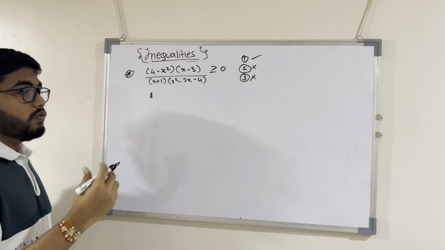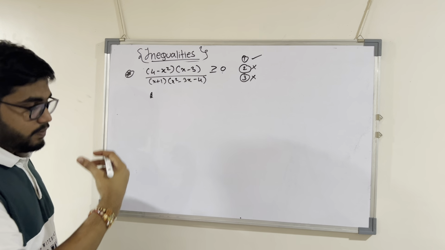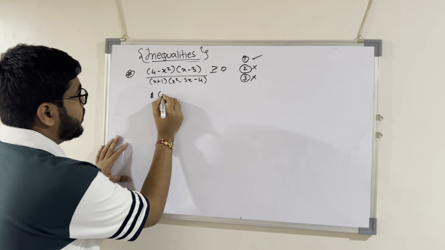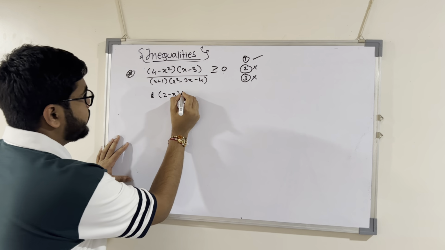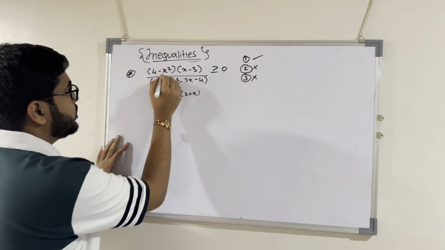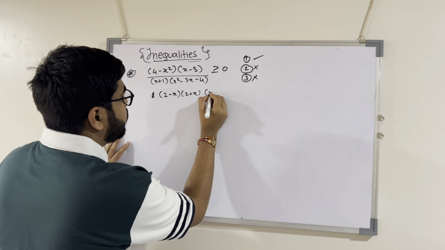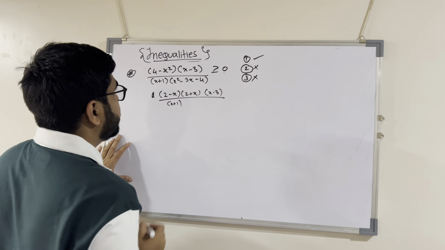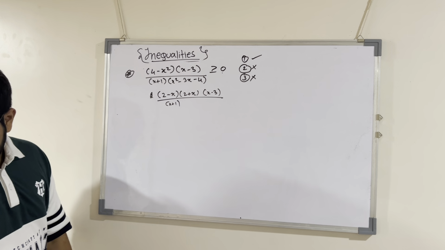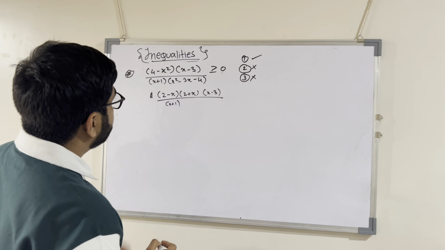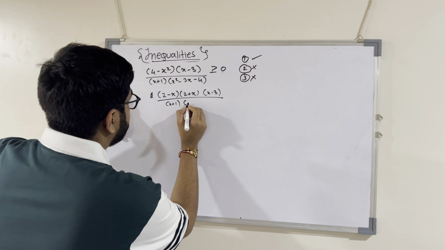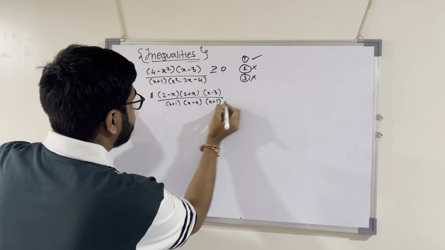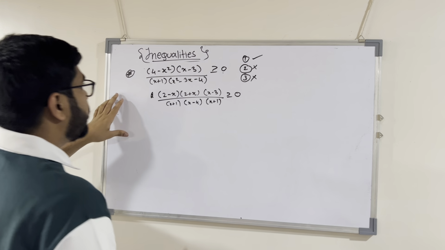So this equation requires some simplification, making it into a simpler format. So what do I do? I do 2 minus x, 2 plus x. I broke this down into factors. Then I do x minus 3, then x plus 1. Then I factorize this, okay? This will be x minus 4, x plus 1. What have I done here? I have brought them into factors format.